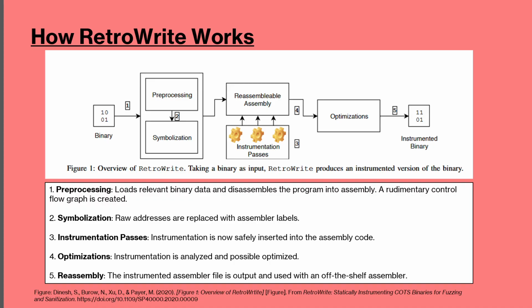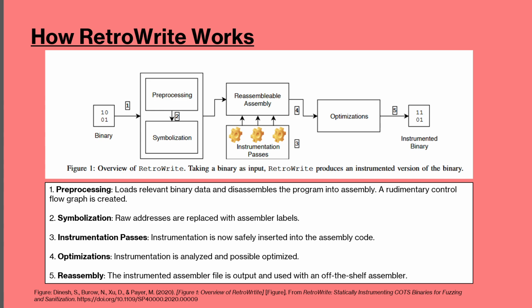After this, once reassemblable assembly has been generated, RetroWrite applies instrumentation passes. These operate directly on the symbolic assembly and allow flexible transformations of the binary. And after inserting this instrumentation code, RetroWrite performs a series of optimizations to minimize overhead and preserve efficiency.